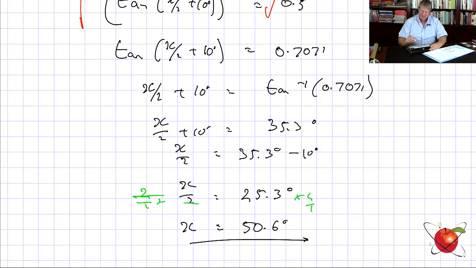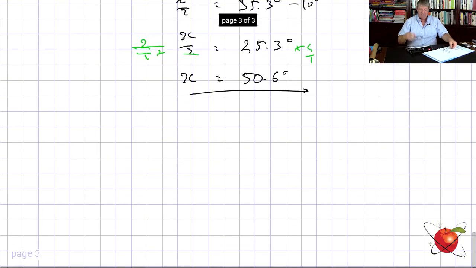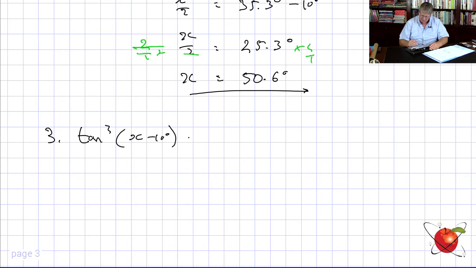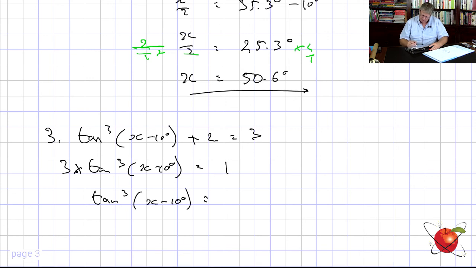Let's have a look. Take this for example, something silly. I mean, let's just invent one, spur of the moment, okay? 3 tan cubed of (x minus 10 degrees) minus 2 is equal to, plus 2 is equal to 3. So let's see. First of all, we take the 2 to the other side. We've got 3 tan cubed of (x minus 10 degrees) is equal to 3 minus 2, which is 1. There's my times. Divide through by that. Tan cubed of (x minus 10 degrees) is equal to 1 over 3.